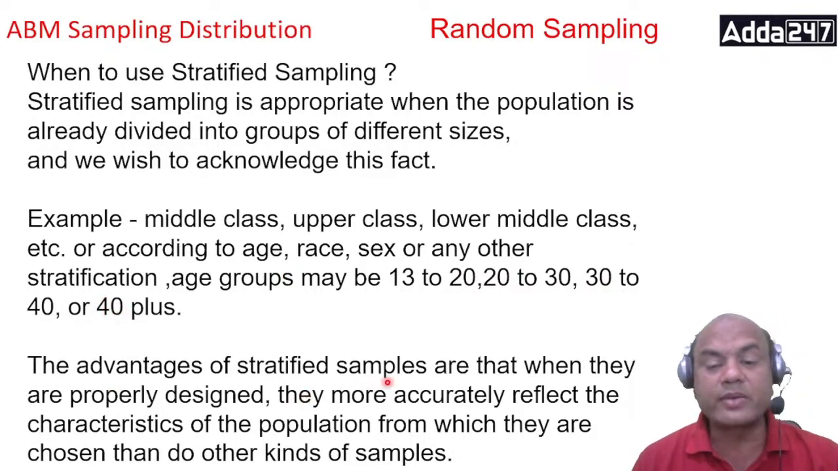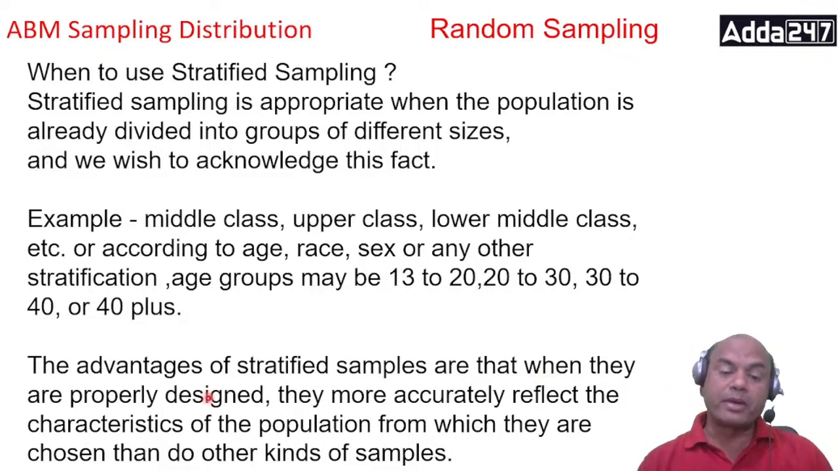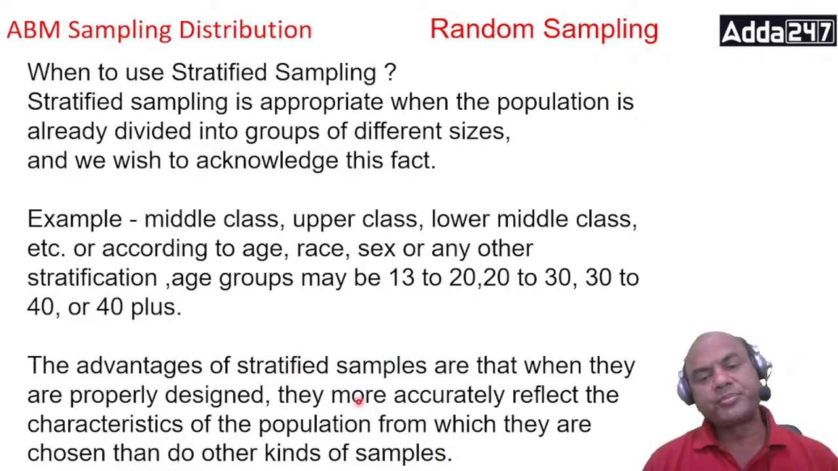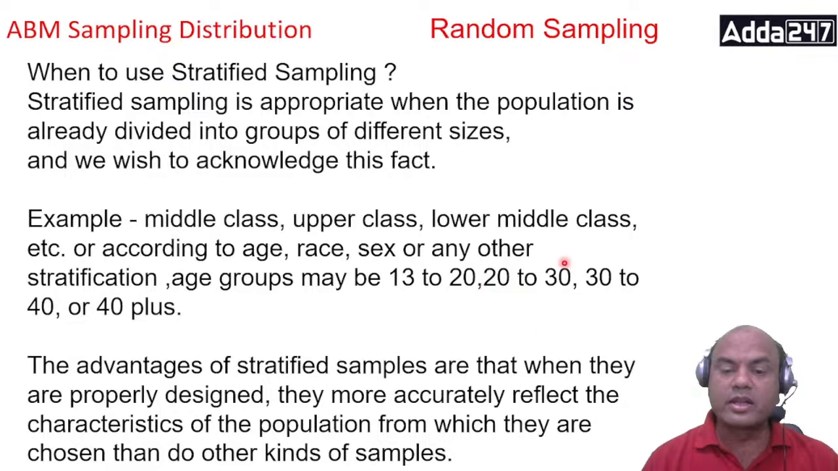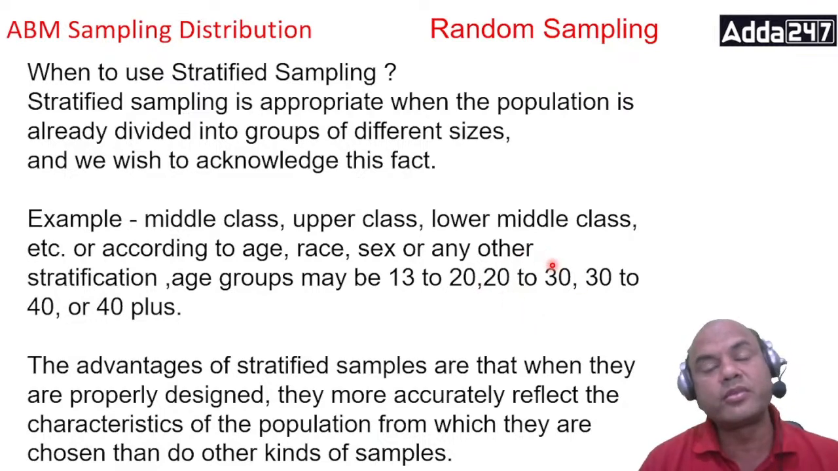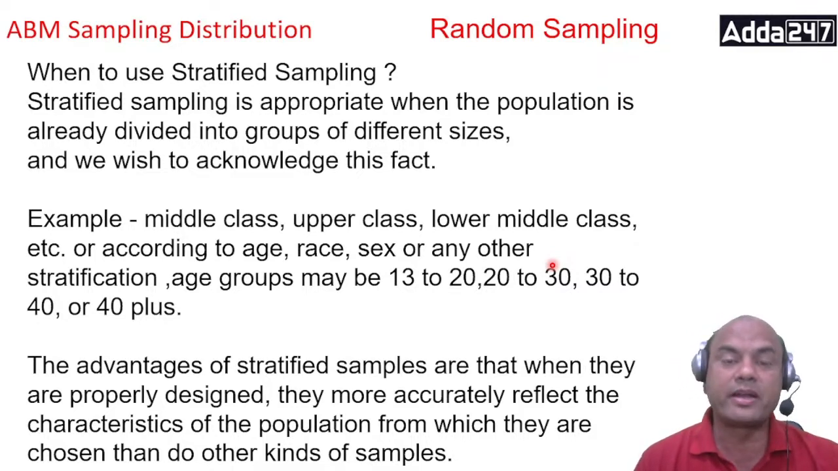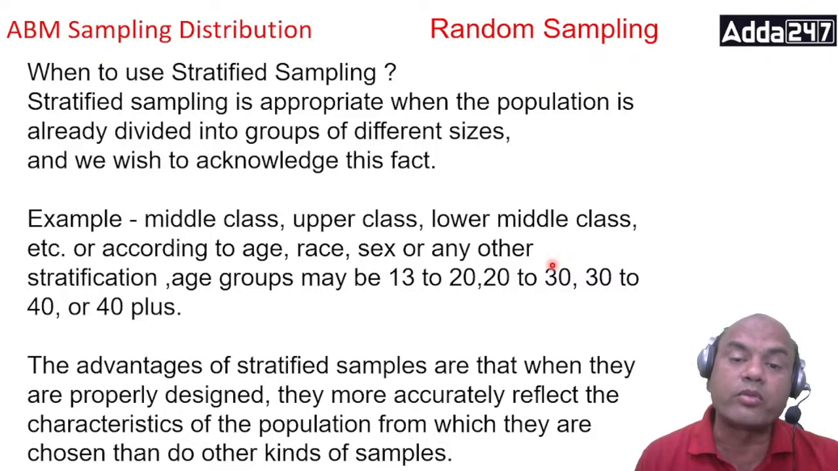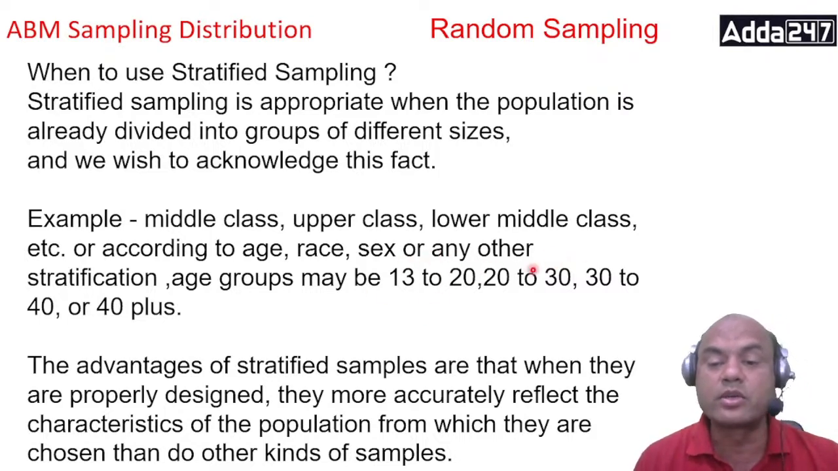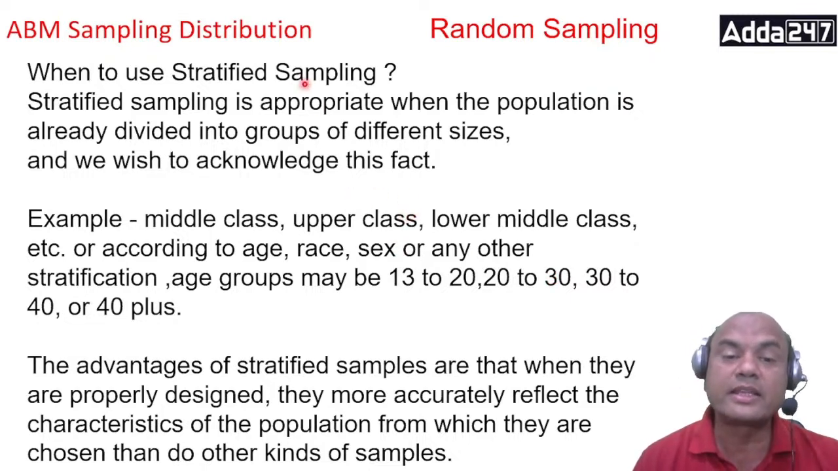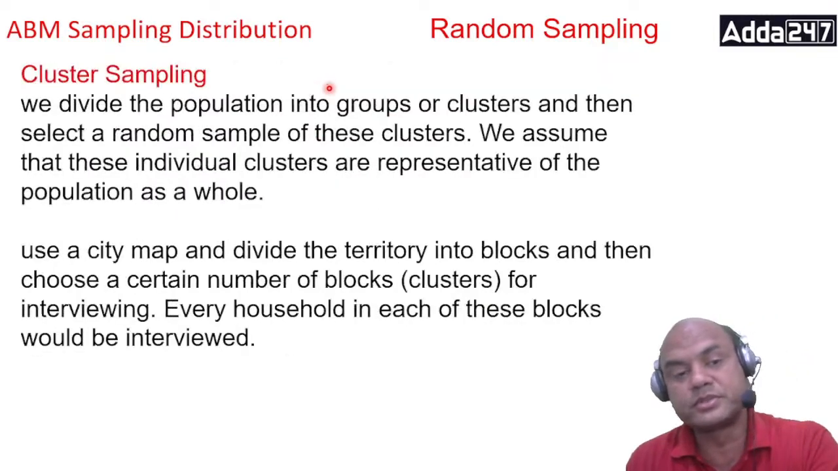The advantages of stratified sampling are that when they are properly designed, they more accurately reflect the characteristics of the population from which they are chosen than any other kind of sample. So basically it is correct. Suppose I choose the 20 to 30 age group, that thinking will give me the correct picture. Suppose I want to design jeans, jeans pants. So which group thinks in what way? For that I have to divide it into various age groups and then I'll get the real answer. So there the stratified sampling will be of best use.